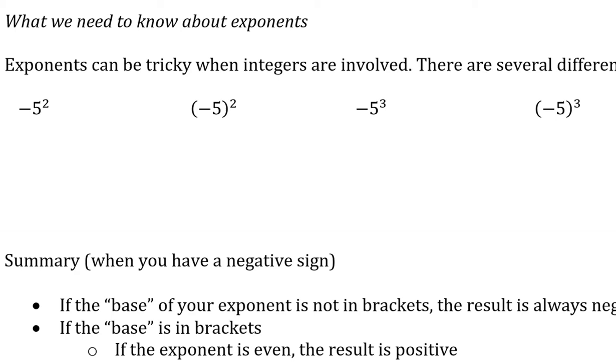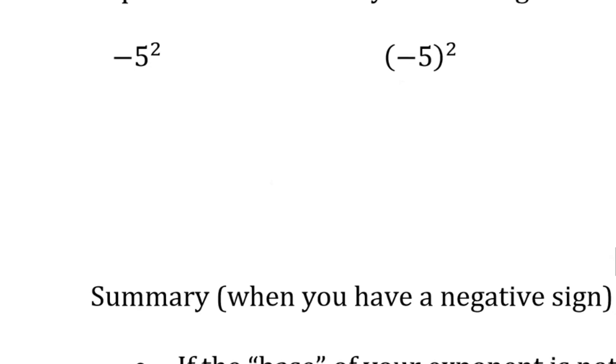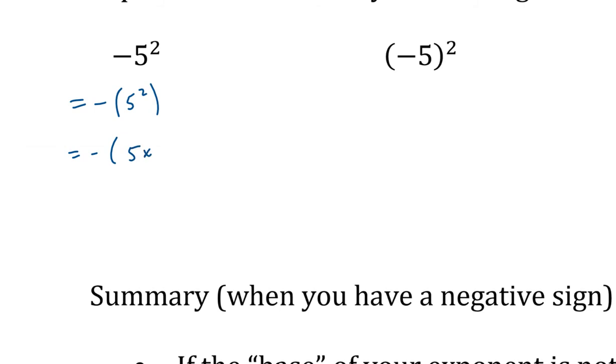So I'm going to look at these first 2, and it's -5 squared and (-5) squared with brackets. And I am going to write this out long form to highlight the difference between these 2 questions. The first one is -5 squared, which means -5 times 5. Because 5 squared means 5 times itself. This one is -5 all squared, so it's -5 times -5.